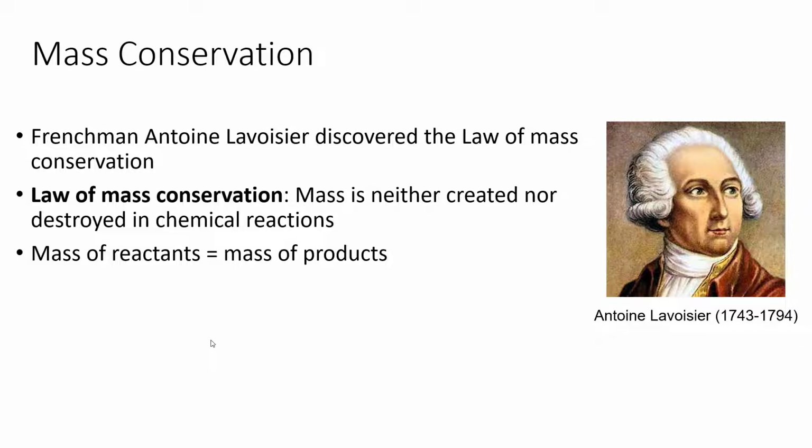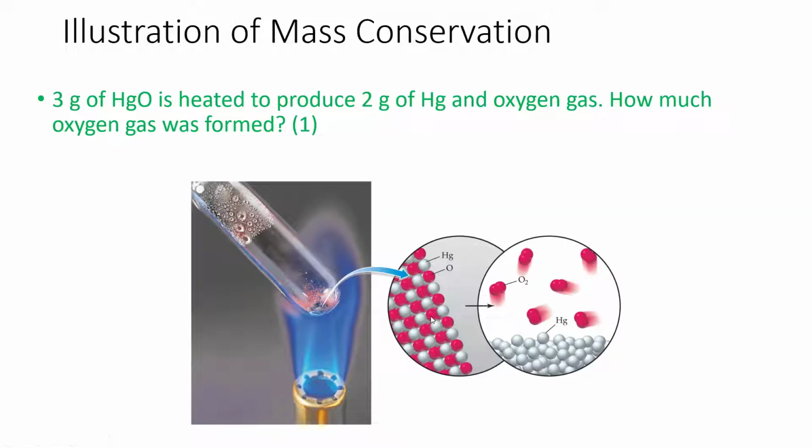Moving on, the Frenchman Antoine Lavoisier discovered the law of mass conservation. The law of mass conservation states that mass is neither created nor destroyed in a chemical reaction. As such, the mass of the reactants, what's put into a chemical equation, is equal to the mass of the products that come out.